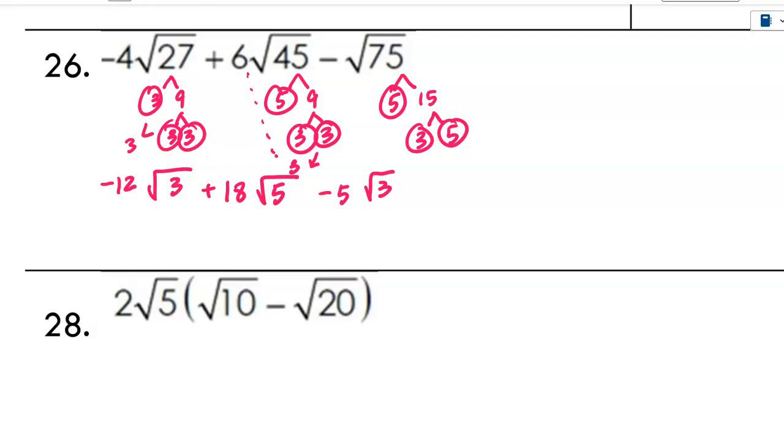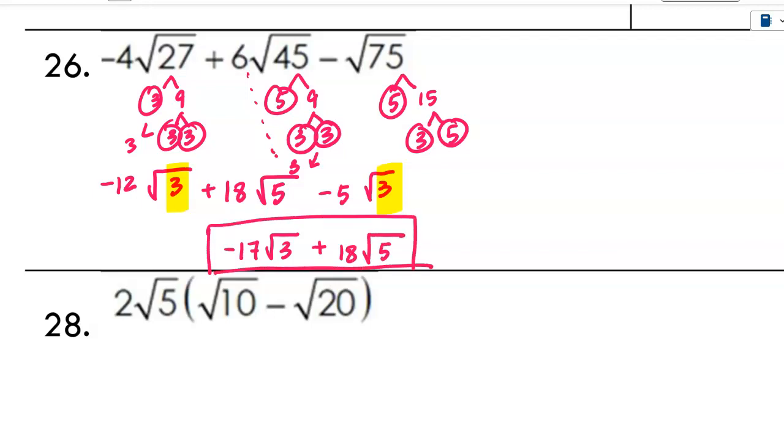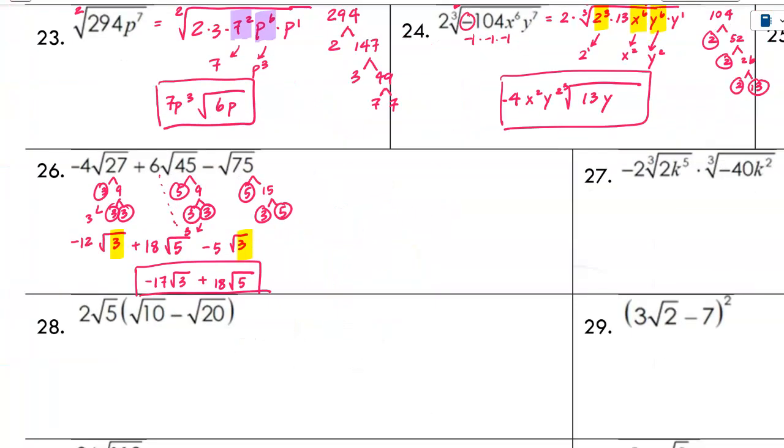Do you see any radicands that are the same? Yeah, the 3 and the 3. So you can add the coefficients. So that'll be a -17 to the square root of 3 plus 18 to the square root of 5. Good job. Next.